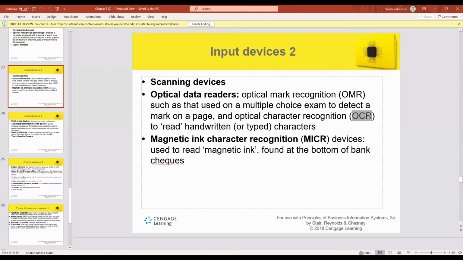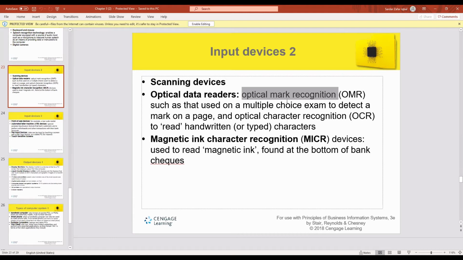OCR? Optical mark recognition. Did you give the exams on a special sheet, where you can choose the options A, B, C, D? Yes. In some exams, usually the government exam or maybe the university exam, maybe you have given. I think so. The special sheet, and we use this in our college.